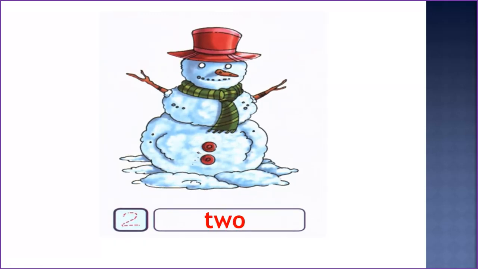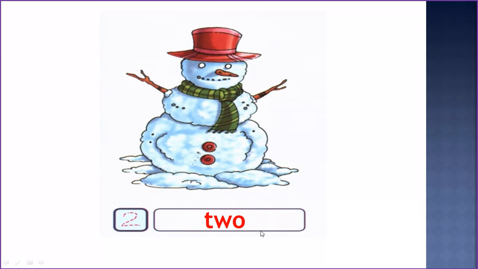Now comes the next picture of a snowman. How many buttons are there? 1, 2. There are 2 buttons you can see in this picture. 1, 2. You have to trace this 2, okay, and write here T-W-O, 2, okay, like this.